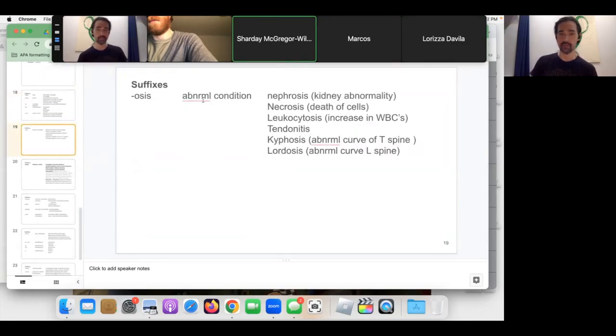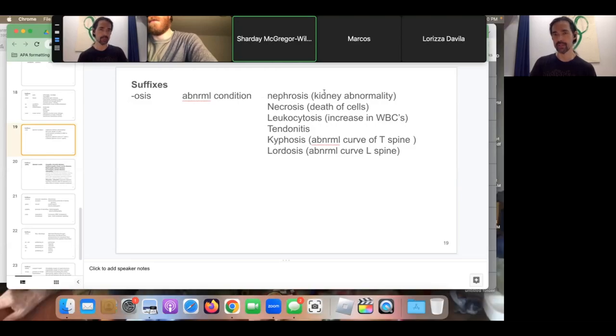Osis. Osis is very, very important for us. I put ABN, abnormal, because I wanted to save space. Okay, nephrosis, that's a kidney abnormality. Necrosis is an abnormality, abnormal death, or the death of cells or tissues.